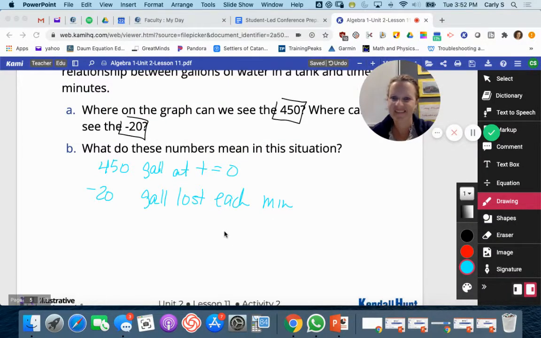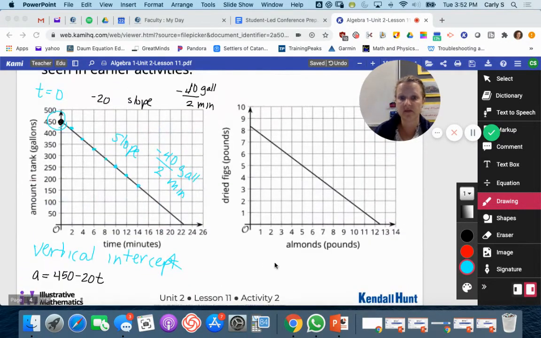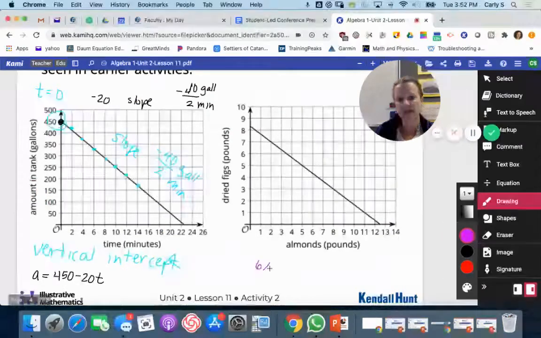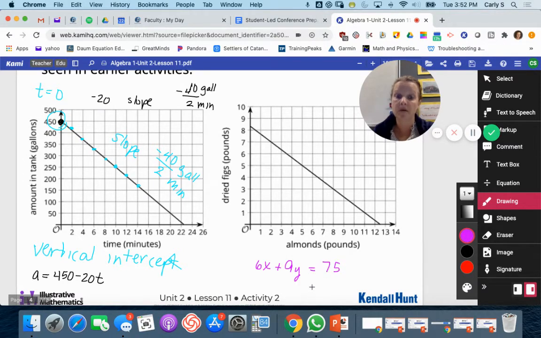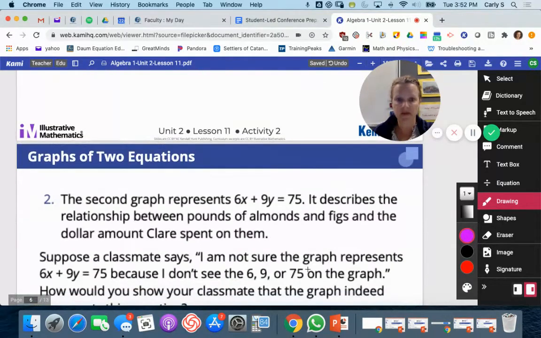Okay, let's move on. So the second graph represents 6x plus 9y equals 75. So let's just change colors here. 6x plus 9y equals 75. All right, and I believe that is the cost of almonds, $6 for a pound of almonds, $9 per pound of figs, and we spent $75 altogether. It describes the relationship between the pounds of almonds and figs and the dollar amount Claire spent on them.